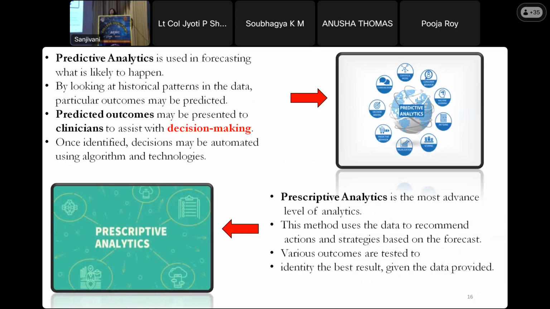Now, talking about the predictive analytics. Predictive analytics is used for forecasting what is likely to happen. That means looking at the historical pattern of the data, we are able to predict about the patient. That gives you a predicted outcome, and this will help the clinician to decide which treatment modalities to proceed with. Prescriptive analytics has still not come. Otherwise, it would be the AI that will also prescribe the medications for the patients.